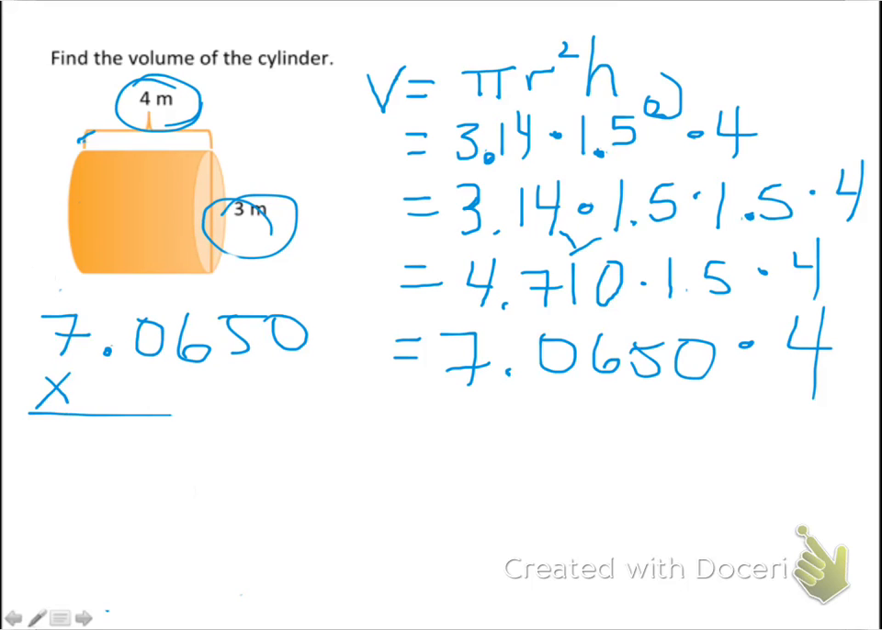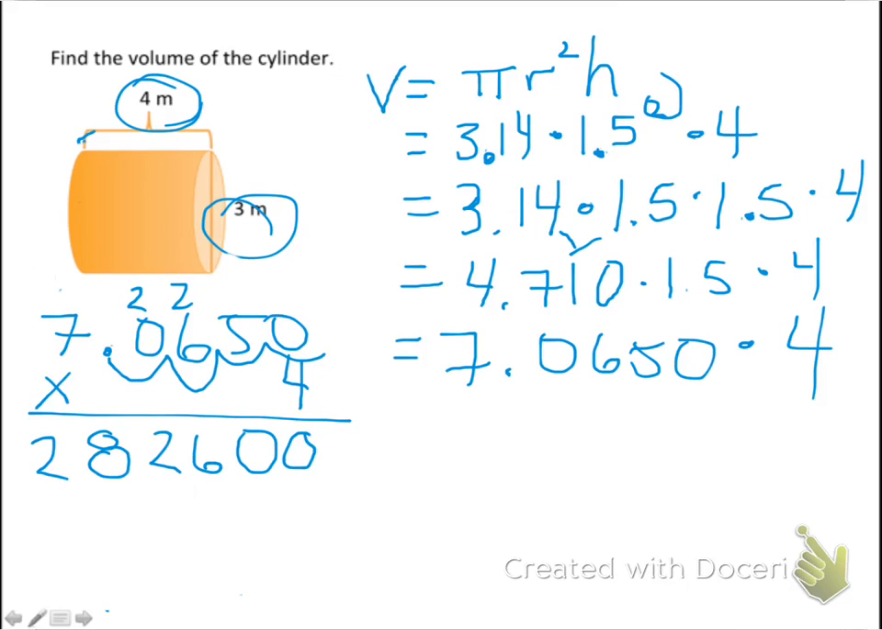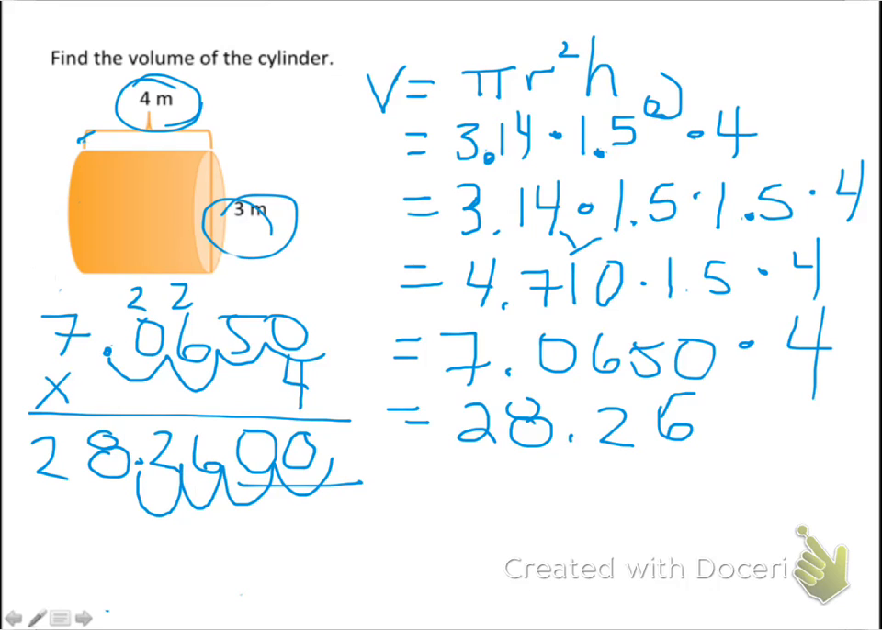7.0650 times 4. 4 times 0 is 0. 4 times 5 is 20. 4 times 6 is 24, plus 2 is 26. 4 times 0 is 0, plus 2 is 2. 4 times 7 is 28. And I have 4 decimal places in my question, so I need 1, 2, 3, 4 in my answer. I'm going to write that this is 28.26. I'm not going to bother writing these zeros because it means the same thing. And then I think, woof, I'm done the hard part.